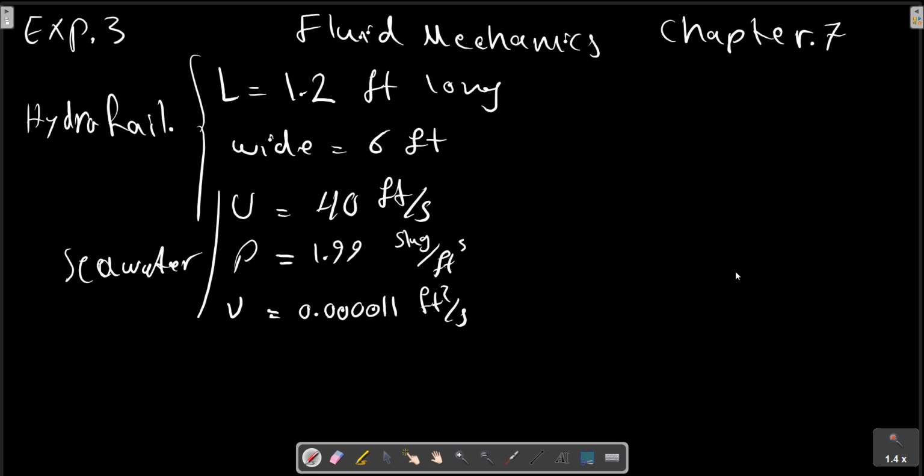Example 3, Fluid Mechanics, Chapter 7. A hydrofoil of 1.2 feet long and 6 feet wide is placed in a seawater flow of 40 feet per second with the density of 1.99 slug per foot cubed, with the kinematic viscosity of this quantity.